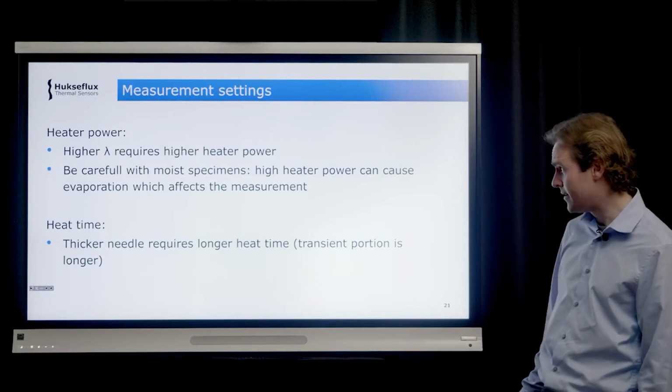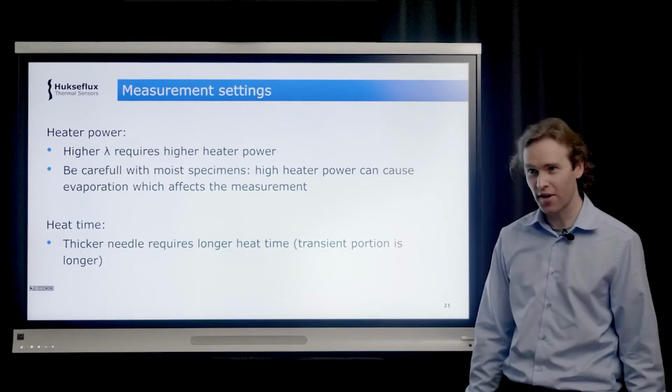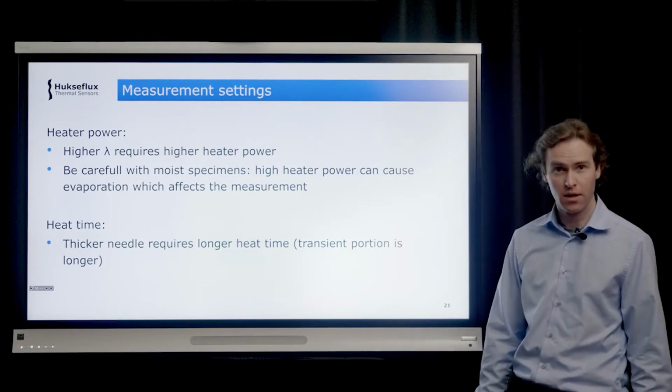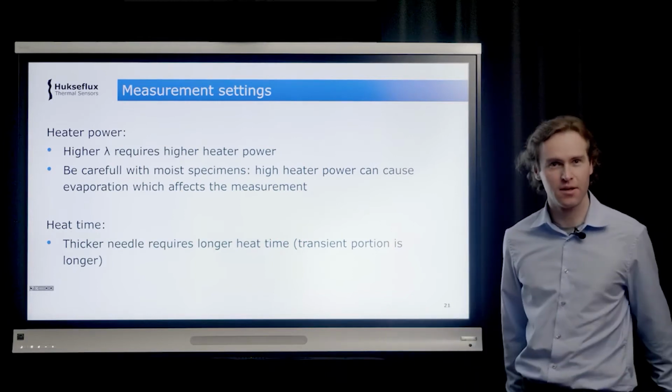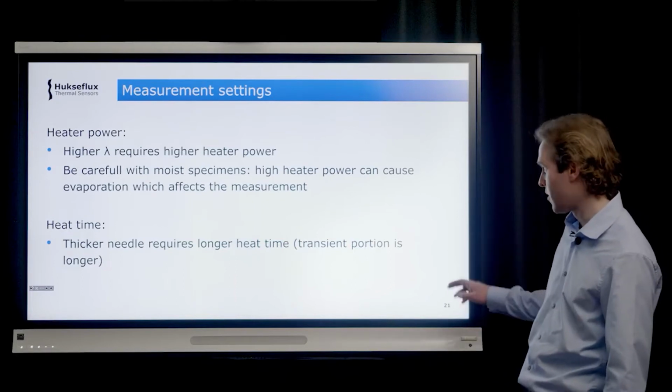And then regarding the heat time, this basically has to do with the needle size. So the thicker the needle, the longer it takes for the heat to propagate into the material. So thicker needles require longer heater times.